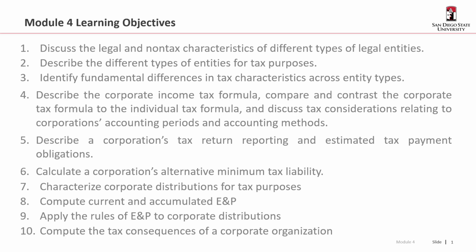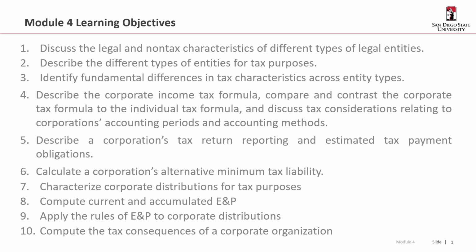So we're going to talk about the corporate income tax formula. We're going to compare and contrast the corporate tax formula to the individual tax formula. And we're going to talk about special considerations that relate only to corporations. Then we'll talk about some of the compliance function that relates to corporate tax returns. We will not calculate a corporation's alternative minimum tax liability because that code section has been repealed. But we will talk about corporate distributions for tax purposes.